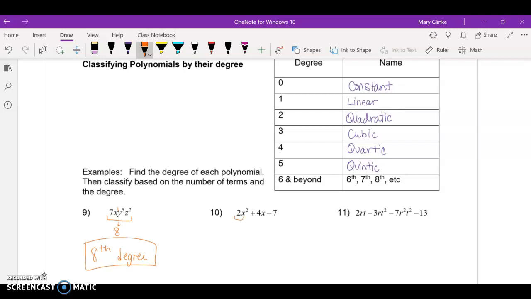For the next one, I look term by term. We have a degree of 2, a degree of 1, and a degree of 0. So my highest degree is 2. So therefore, if it's a degree of 2, that means this would be called a quadratic.